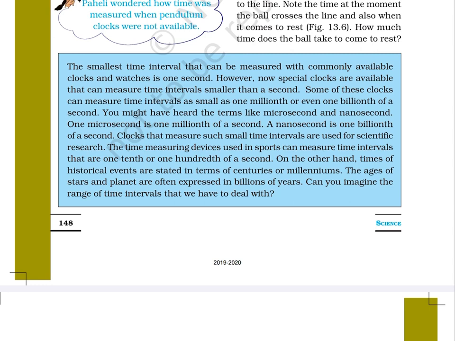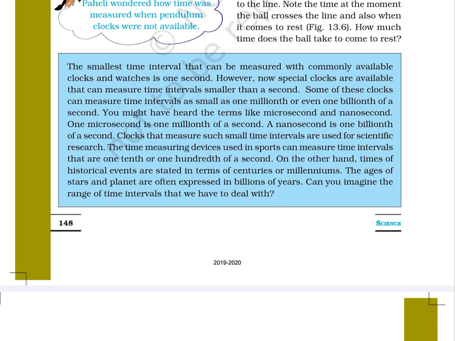You might have heard the terms like microsecond and nanosecond. 1 microsecond is 1 millionth of a second. A nanosecond is 1 billionth of a second. Clocks that measure such small time intervals are used for scientific research.